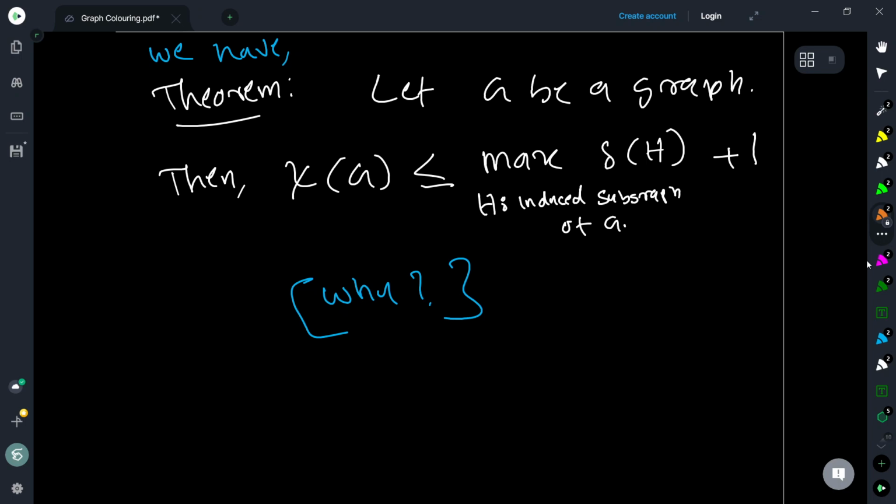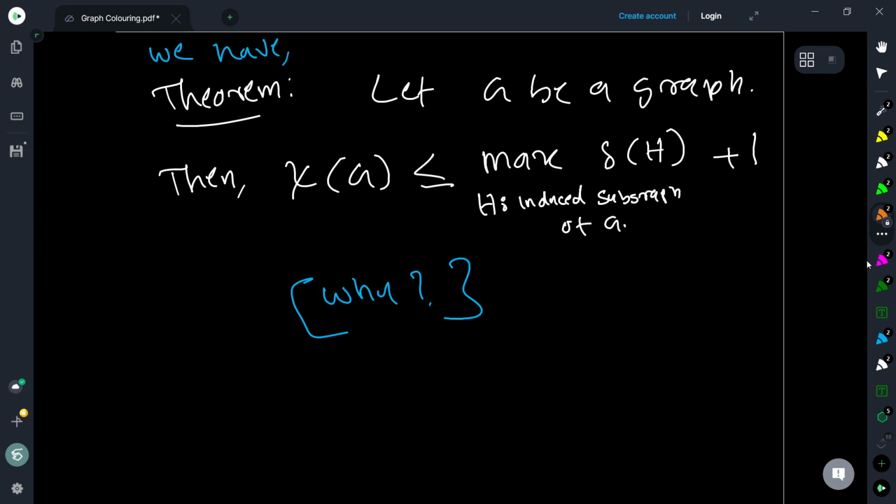Now, using this, we can come up with the following theorem, a nice theorem which gives an upper bound on the chromatic number. Given any graph G, one can see from the way the coloring works that the chromatic number of G is upper bounded by the maximum over all the minimum degrees of the induced subgraphs of G. So take the graph G and look at all possible induced subgraphs of G.